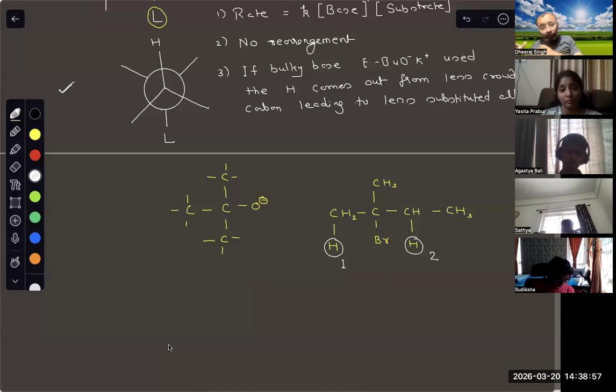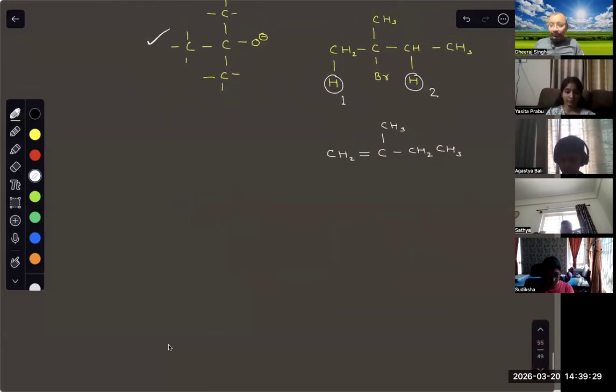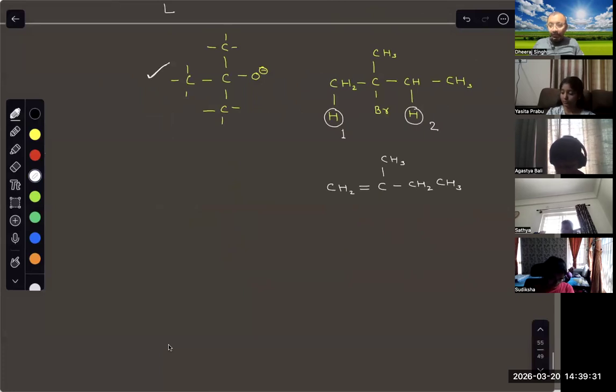So even though the most substituted alkene is more stable, here, because of the steric hindrance, this alkene will be the major product. The less substituted will be the major product. This happens with the bulky one. Whenever tertiary butoxide is there, you have to be careful that the most stable alkene doesn't get formed. The less hindered alkene gets formed. I hope it is clear.